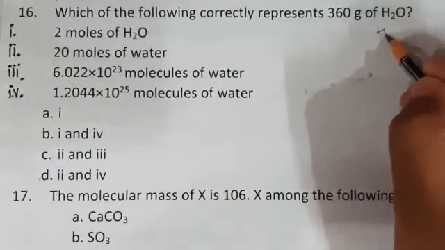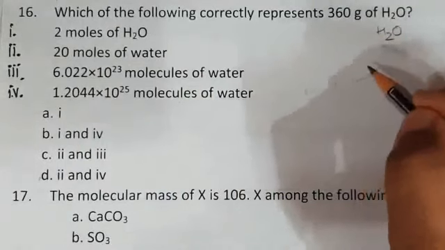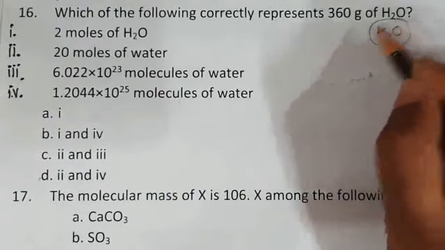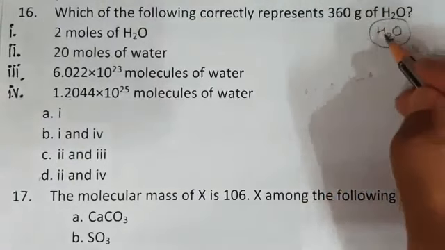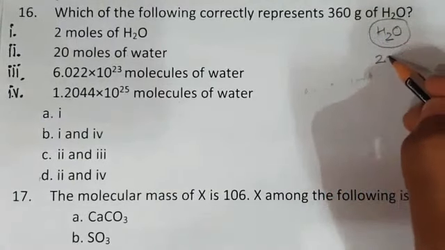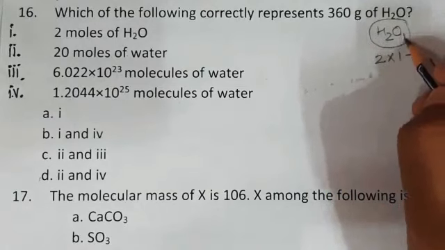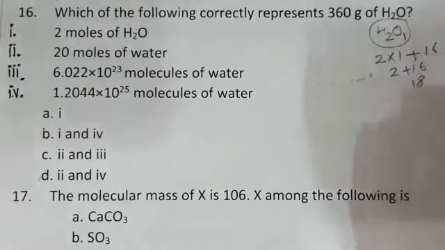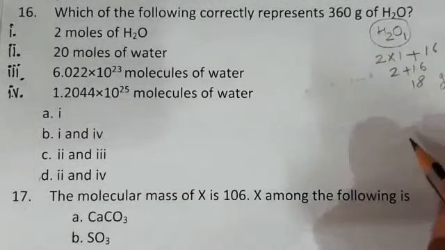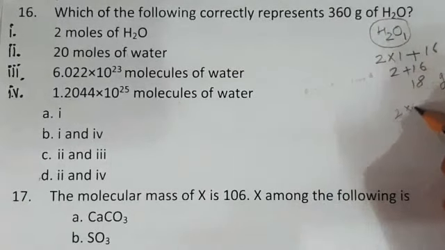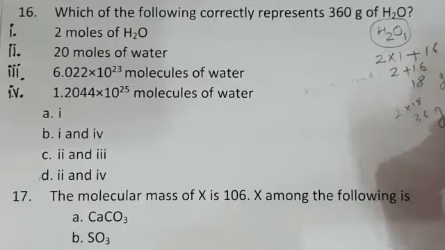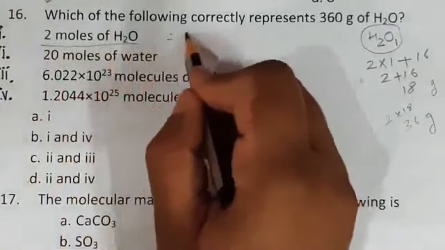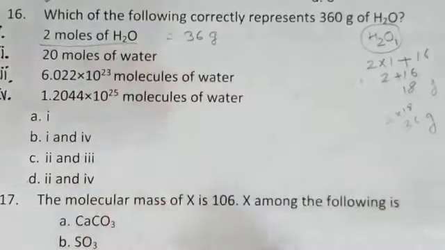Now water, the formula is H2O. What is the mass of 1 mole of water? It will be twice of hydrogen, means twice of 1, plus 1 time oxygen, that will be 16. So 2 plus 16, that is 18. So 1 mole is 18 gram. So 2 moles will be 2 into 18, that is 36 gram. So 2 moles of H2O, that will be 36 gram.